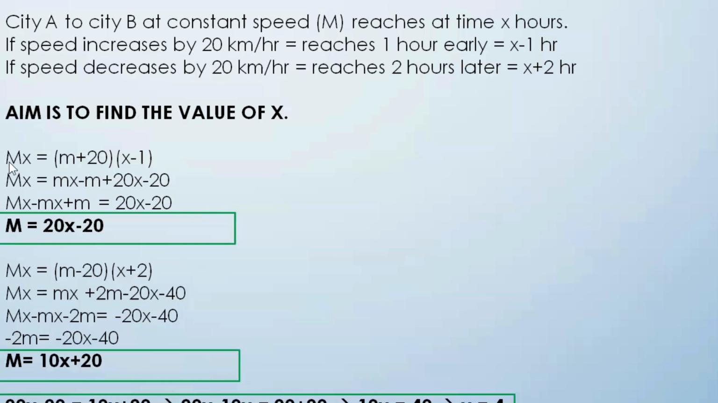Alright, so mx, the speed and time, is equal to (m plus 20)(x minus 1). And here you can find one value of m, and then you put the next part of the initial data. Mx, which is speed into time, is equal to (m minus 20)(x plus 2). And here you get another value for m. M is the common term in these two equations. You solve 20x minus 20 is equal to 10x plus 20. And once you solve this, you will arrive at x being 4. So the correct answer is option 2, 4 hours.